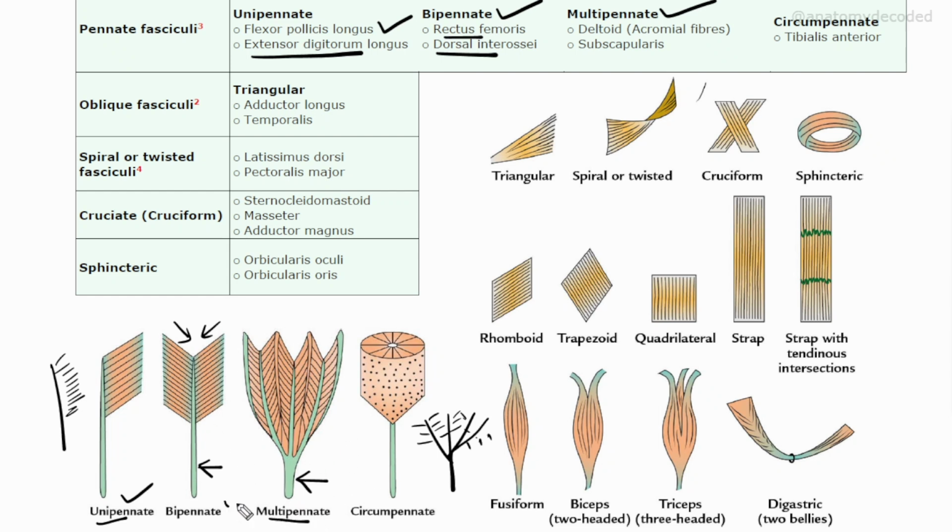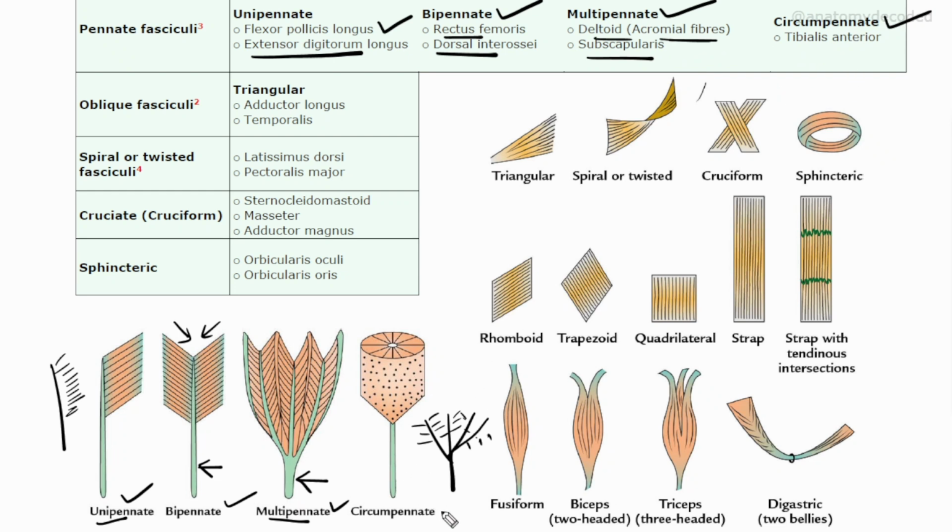The more the pinnate, the stronger is the muscle. Bipinnate would be stronger than unipinnate. Multipinnate would be stronger than bipinnate. Examples are deltoid and subscapularis. For deltoid, there is a specific set of fibers called acromial fibers. Those are multipinnate. And there is one heading called circumpinnate.